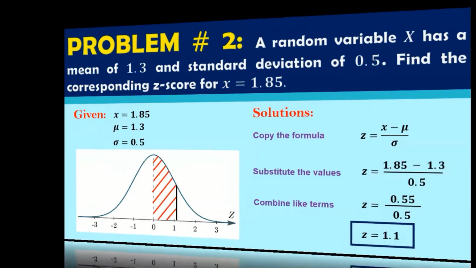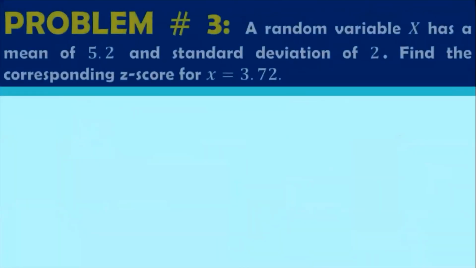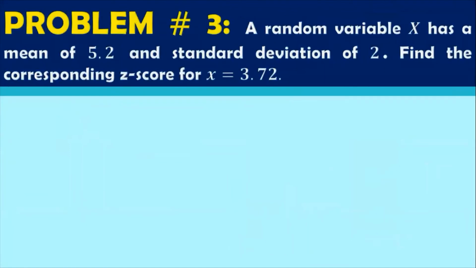Let's have the last problem. Problem number 3. A random variable x has a mean of 5.2 and a standard deviation of 2. Find the corresponding z-score for x is equal to 3.72. We have the following given. Raw score is 3.72. Mean is 5.2 and standard deviation is 2.